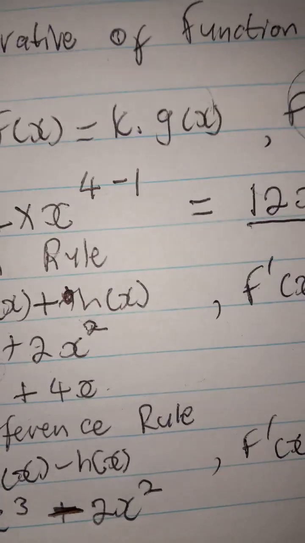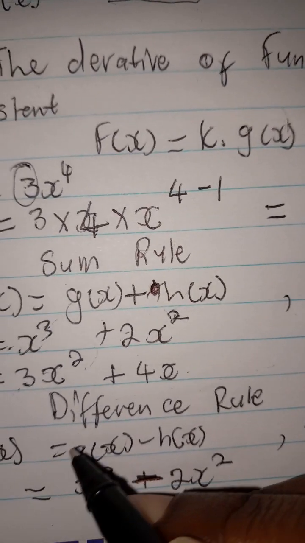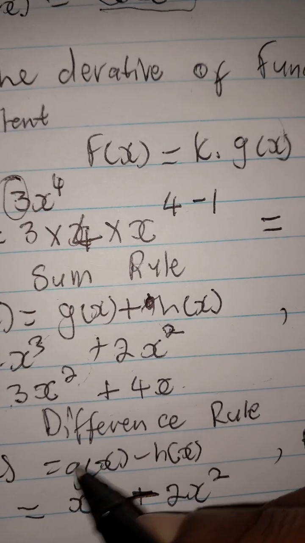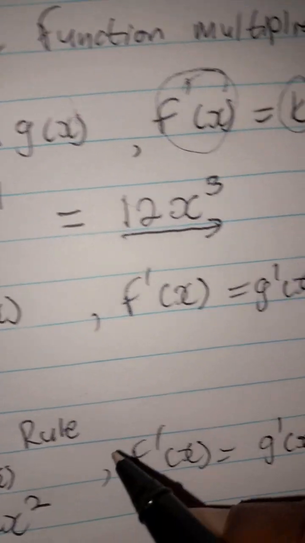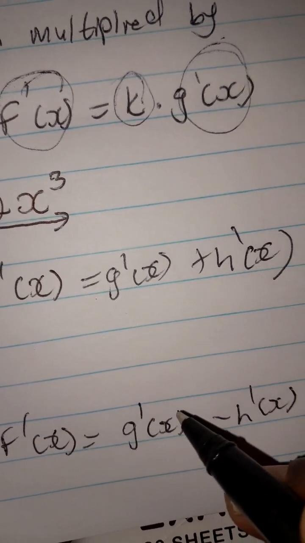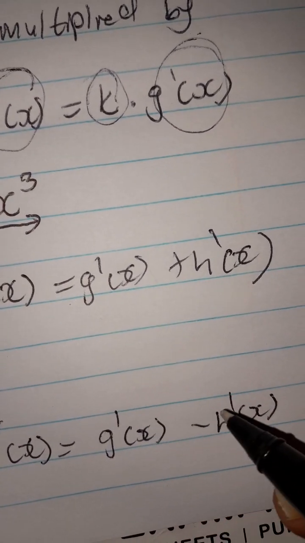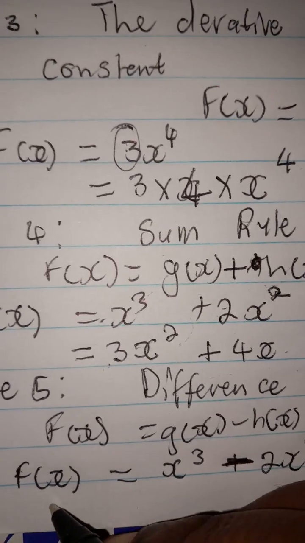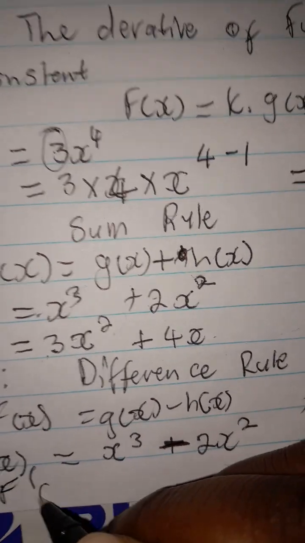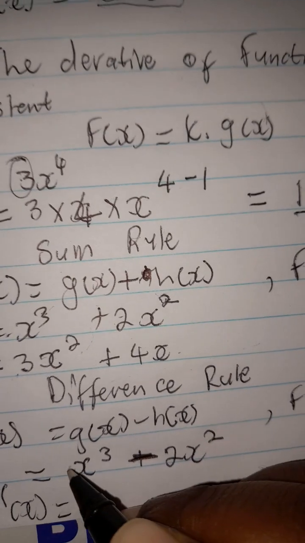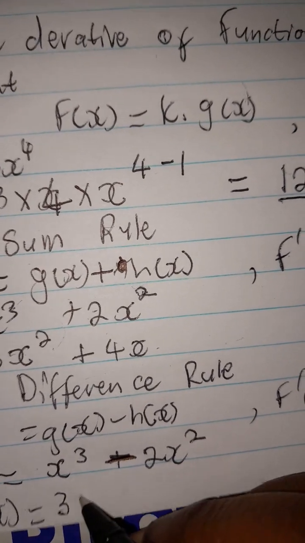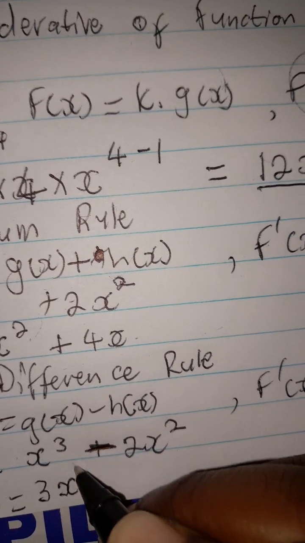So let's go to the difference rule. When it comes to the difference rule, remember that we're given f of x equals g of x minus h of x. You derive here as well: derive g of x, derive h of x. So let's find the derivative. 1 times 3, that's going to be 3. 3 minus 1, that's going to be 2.